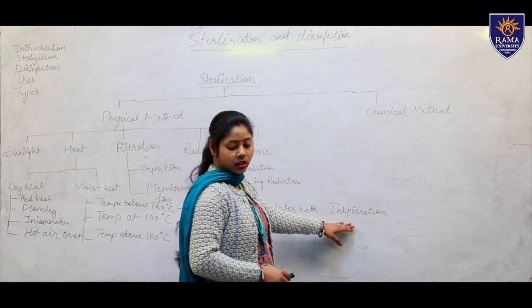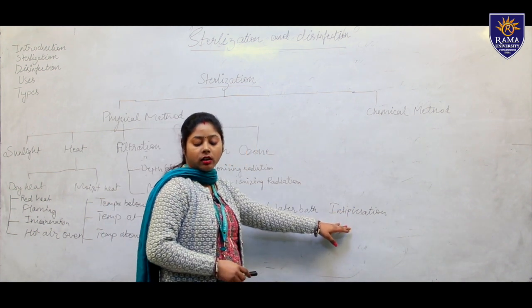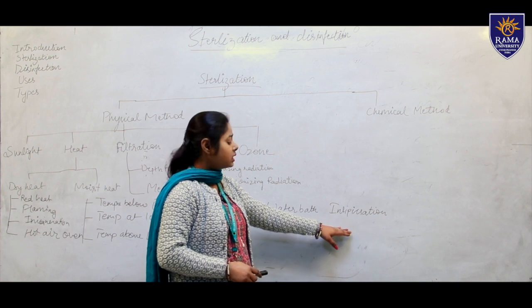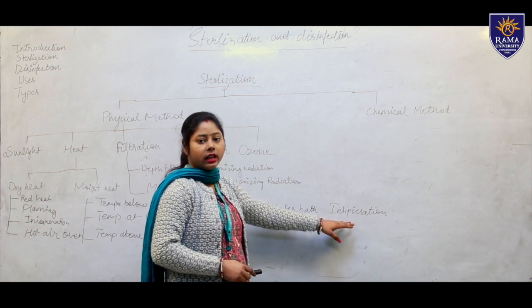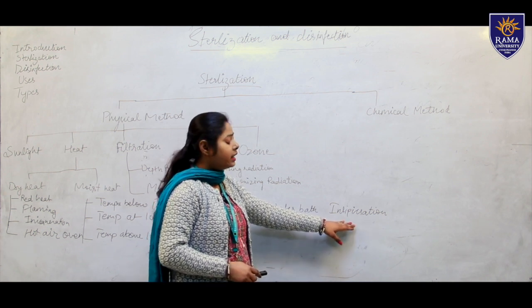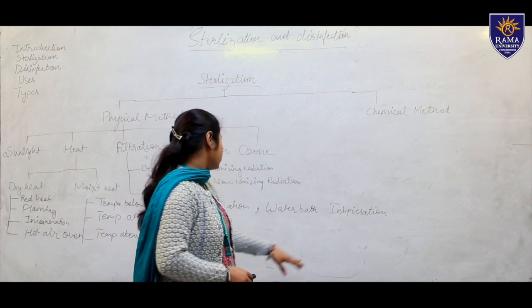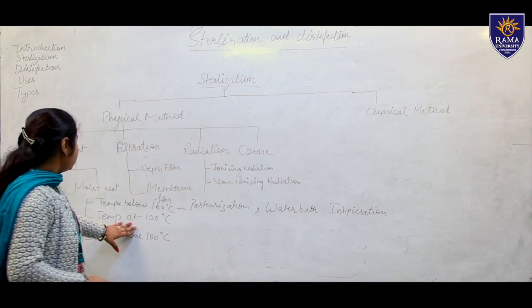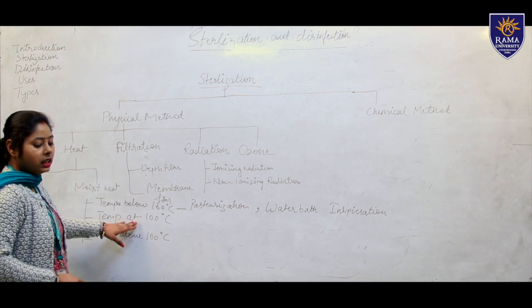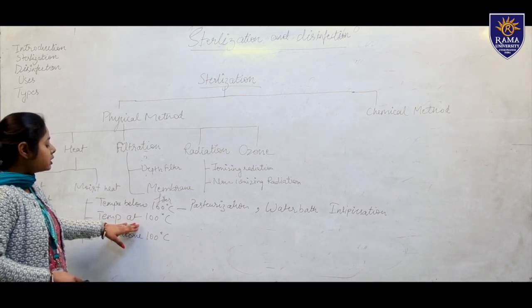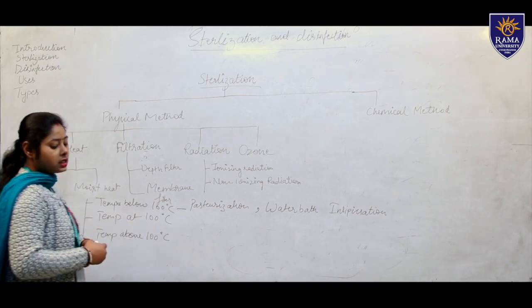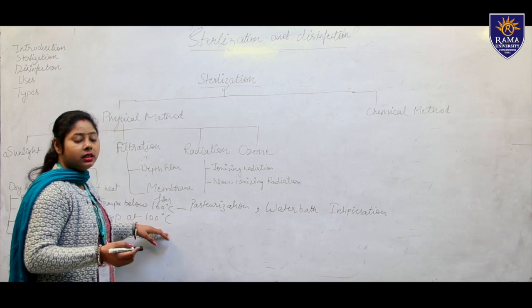Now in inspissation, heat is applied to articles on 3 successive days at 80 to 85 degrees Celsius for 30 minutes. Now comes the temperature at 100 degrees Celsius. There are various processes used, such as boiling, steaming, and sterilization.